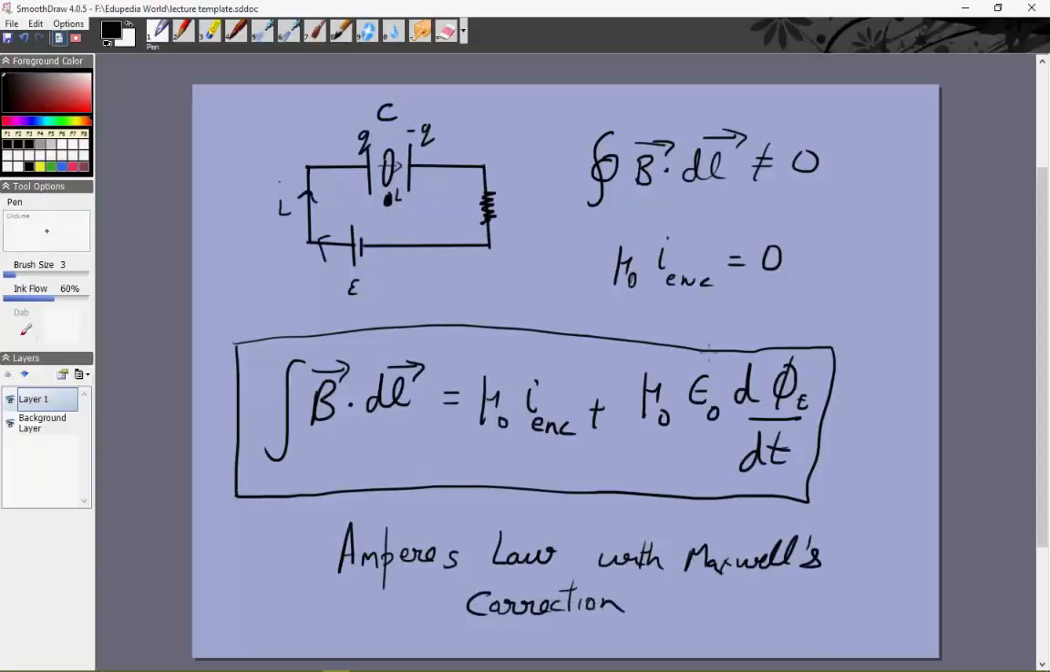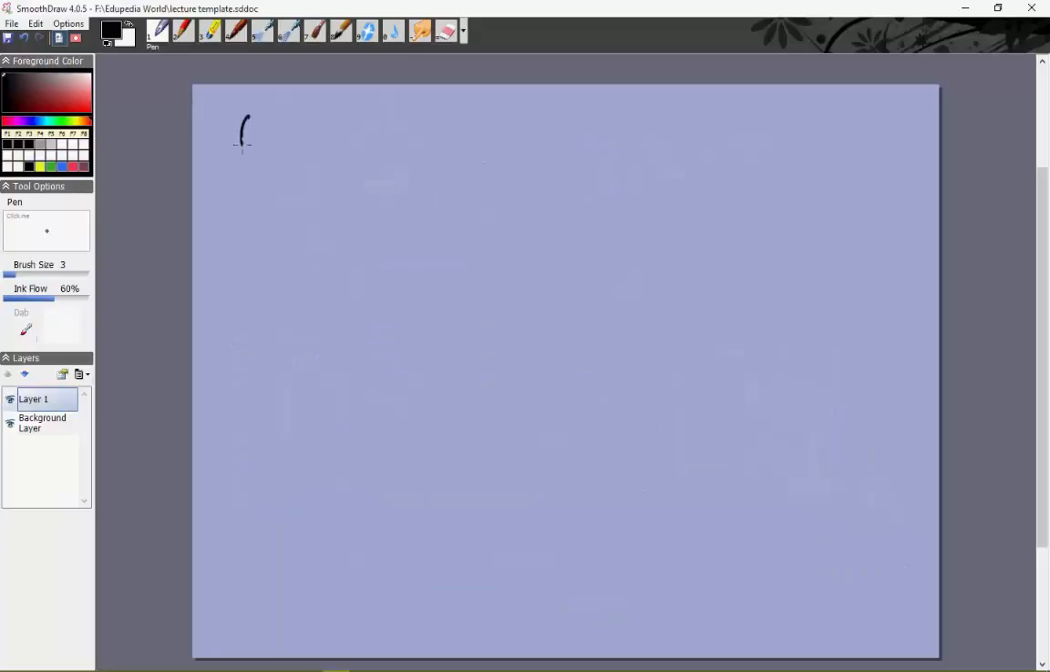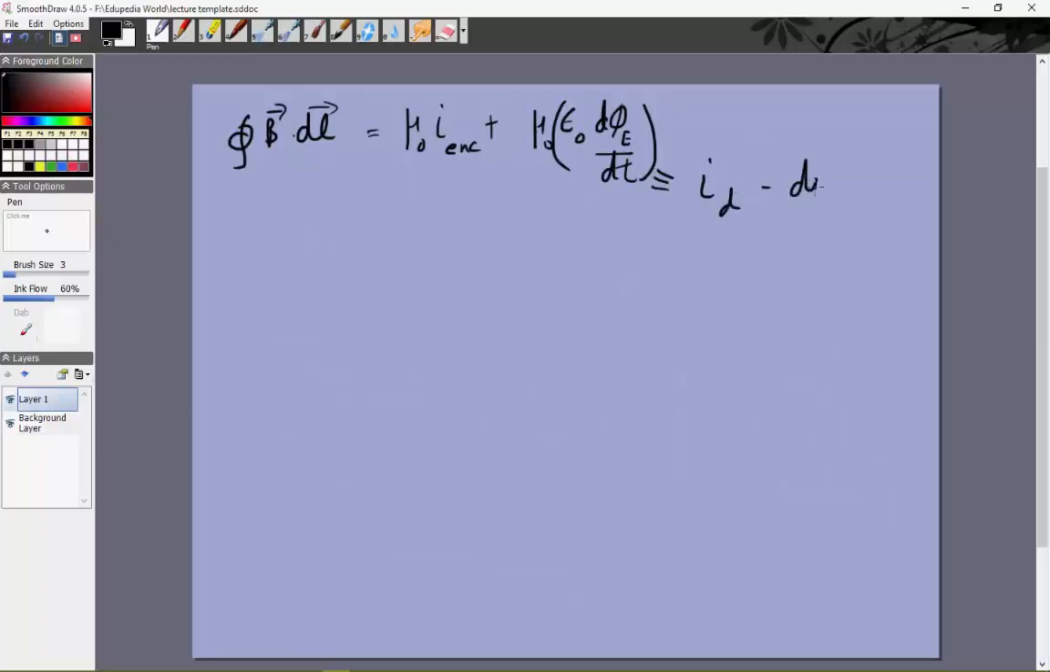Right. Also, this term epsilon naught d phi e by dt is often written as id. I'll write this on a new slide. So we have integral of B dot dl, cyclic integral over a loop, is equal to mu naught I enclosed plus mu naught epsilon naught d phi e by dt. And this term epsilon naught d phi e by dt is also referred to as id, which is called displacement current.